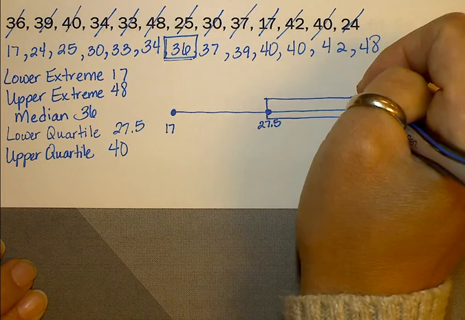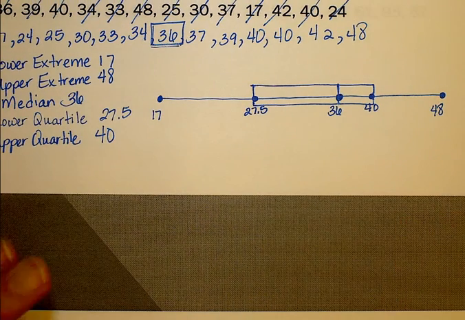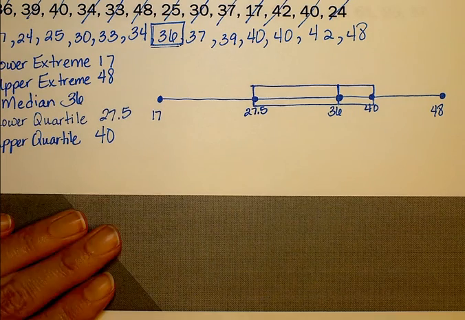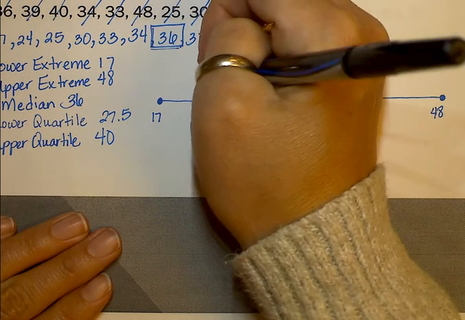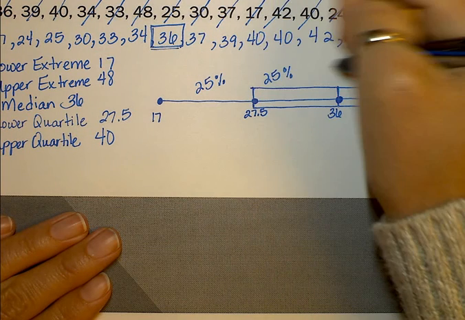Okay, your next thing to do is draw a box from the lower quartile to the upper quartile, and then draw a line through the median, and that is a box and whisker plot. What is the purpose of the box and whisker plot? It splits it into 4 sections, and each section is said to hold 25% of the data.